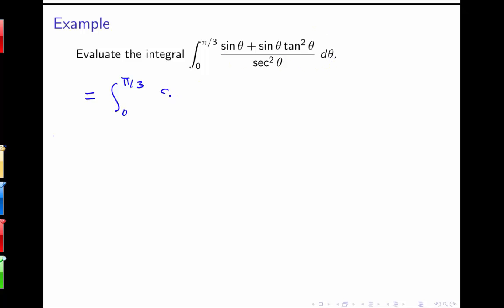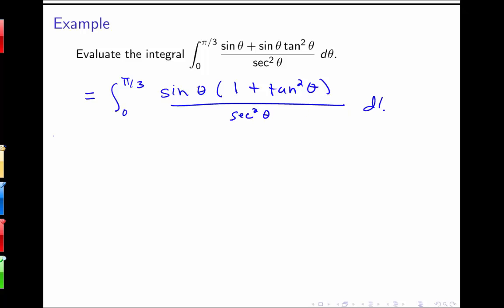So this looks kind of like a mess. So I want to try to simplify it. So I'm going to start by factoring out a sine theta because that appears in both of these terms. So I've got sine theta times 1 plus tangent squared theta all over secant squared theta d theta. And then I should recognize that 1 plus tangent squared theta is associated with a certain trig identity.